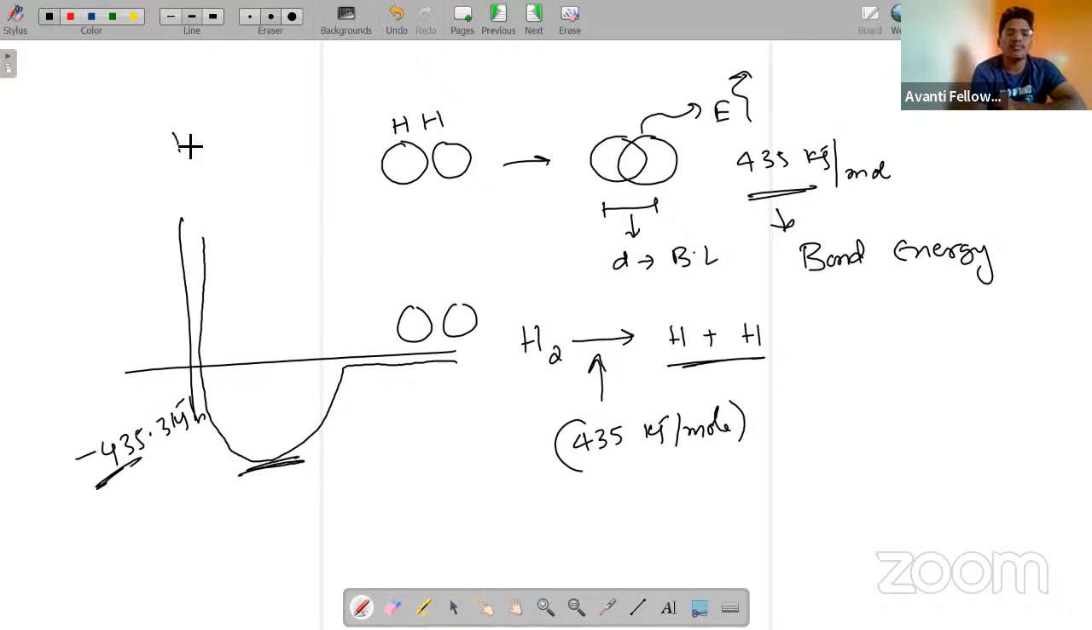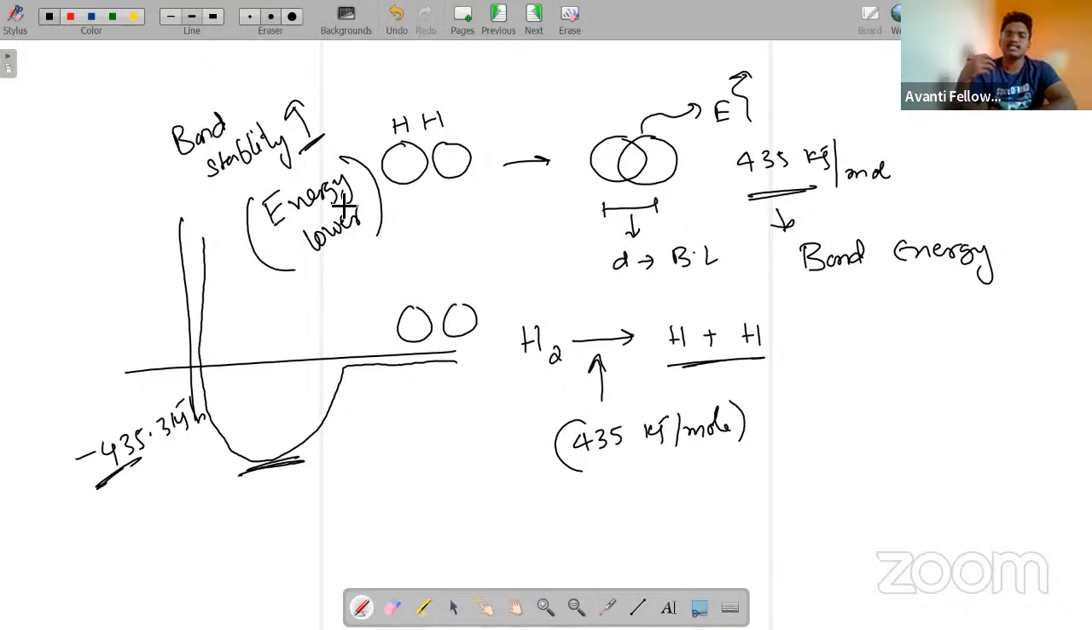We know that bond strength and bond stability should be higher. If the bond stability is higher, the energy will be lower. Lower the energy, more the stability. I hope you guys understand.